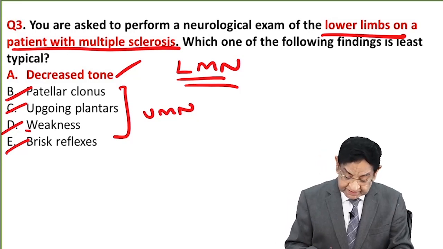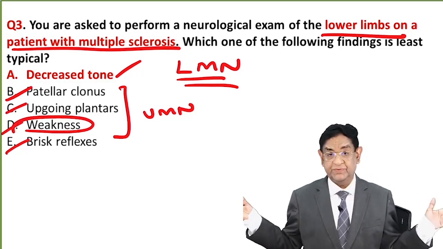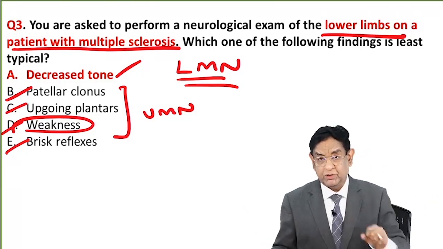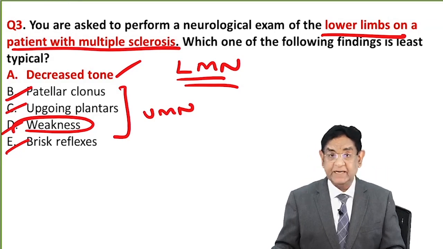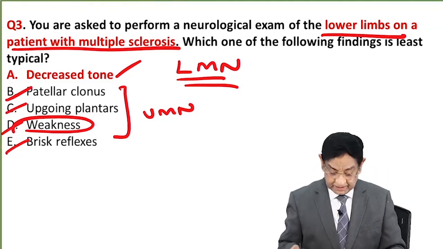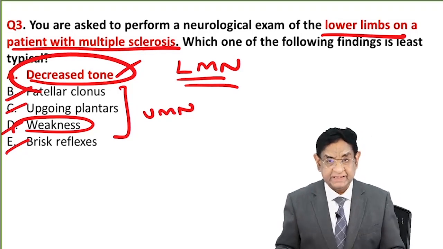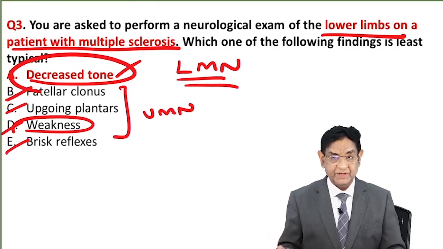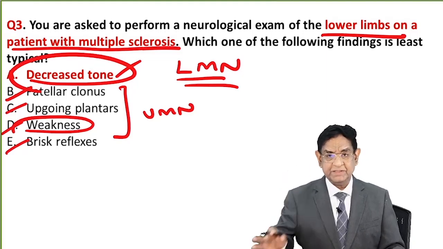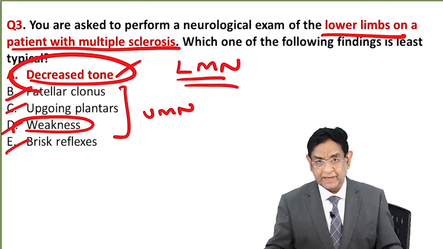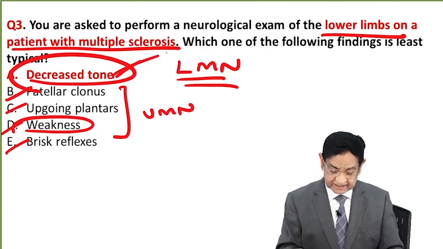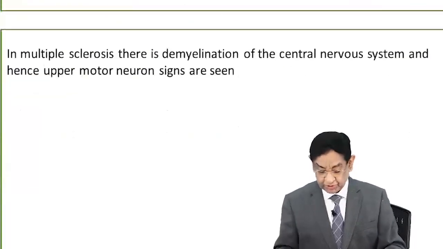You will definitely see them. What about weakness? Of course, weakness does occur in lower motor neuron lesions also, but it occurs in upper motor neuron lesions too. But decreased tone occurs only in lower motor neuron lesions. Hence, decreased tone is not a feature. Remember, the examiner says choose the most appropriate answer. This is seen exclusively in lower motor neuron.